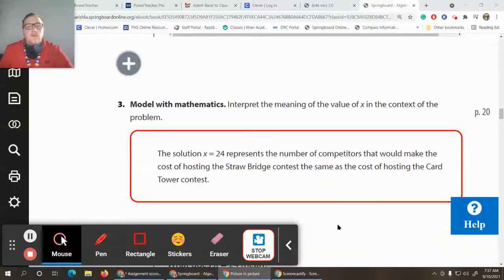All right, so picking up with, what page is it? Page 20. Page 20, activity 2-2. Picking up with number 3.